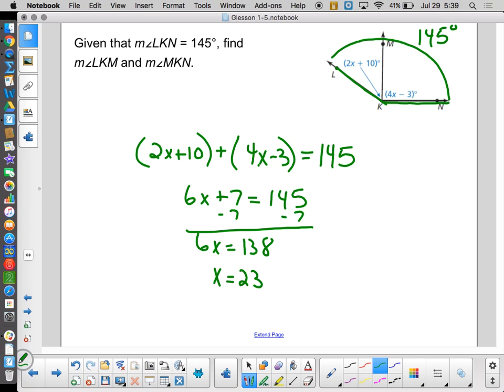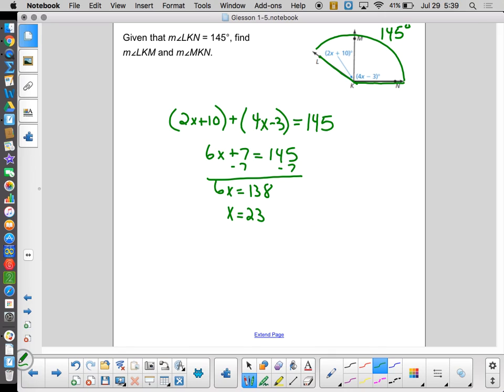Now, are we done? X is 23. Hooray! Are we done? No. The question did not say find the value of x. It said find the measure of the two angles. So the measure of angle LKM was 2x plus 10, or 46 plus 10, 56.